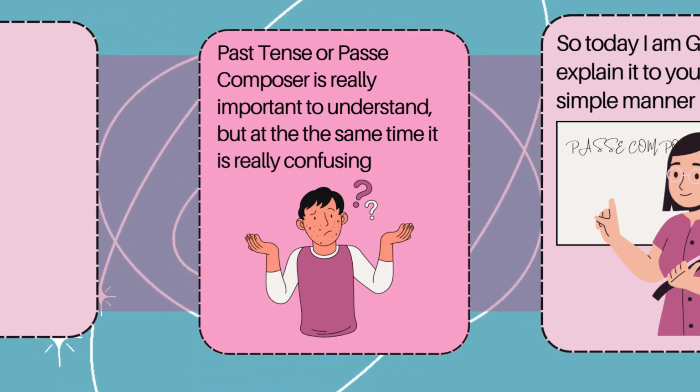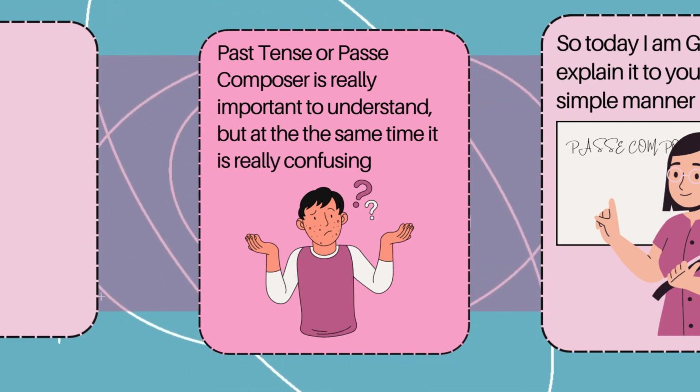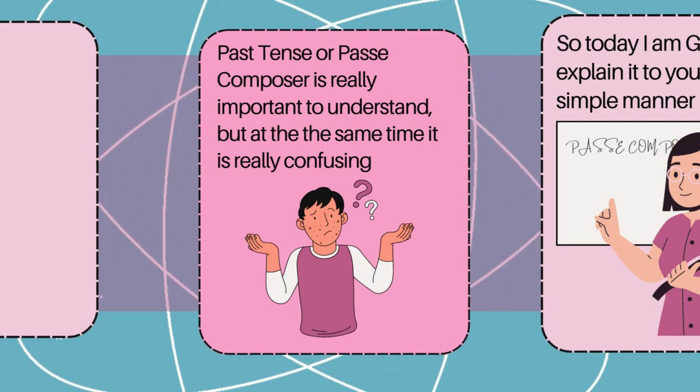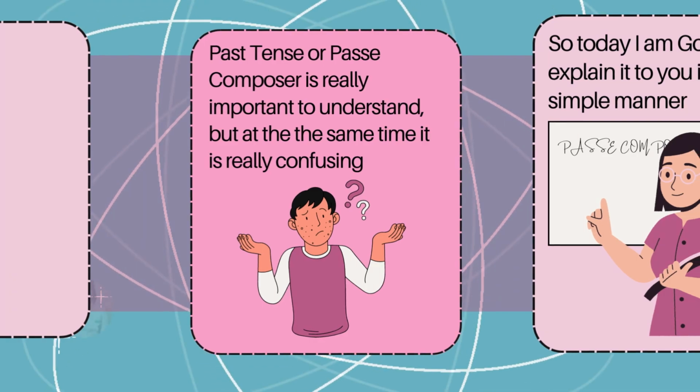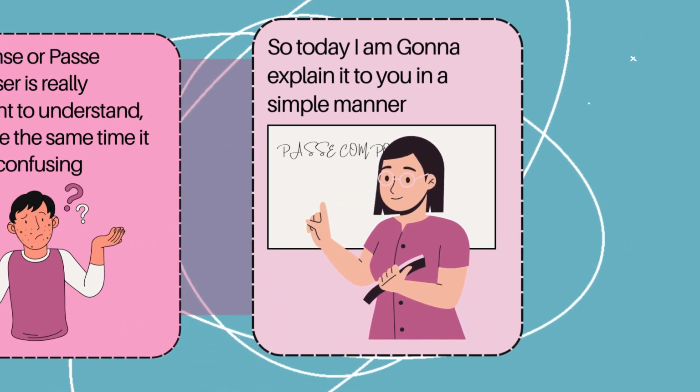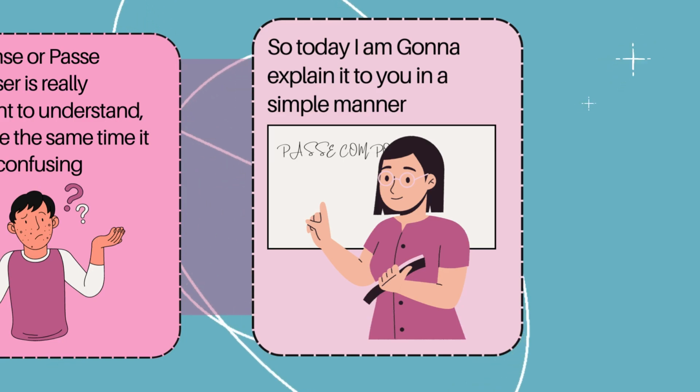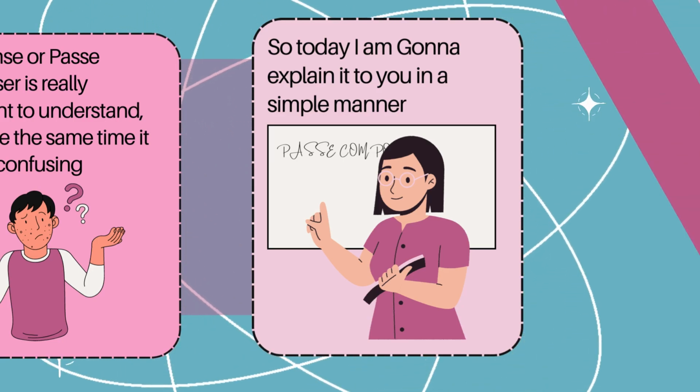Past tense, or passé composé, in French is really important to understand, but at the same time, it is really confusing. So today I am going to explain it to you in a simple manner. Let's start this with an example.